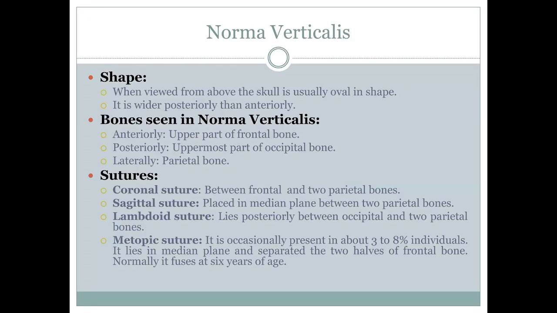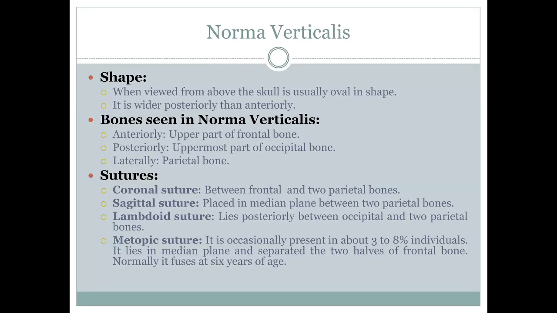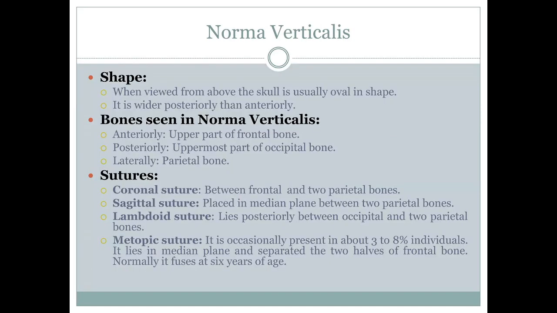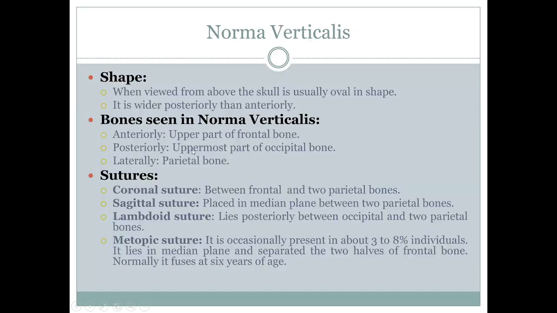Now we first discuss the norma verticalis. You can see this is the norma verticalis view. The shape of the norma verticalis, when viewed from above, the skull is usually oval in shape. Now you can see in the picture the skull is oval in shape. Viewed from above, it is wider posteriorly than anteriorly.